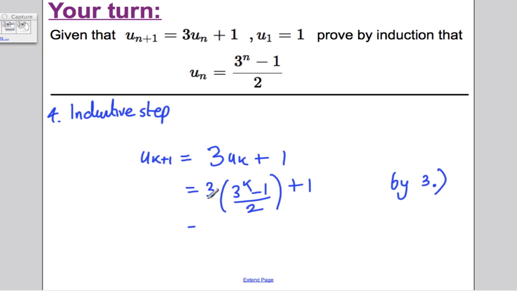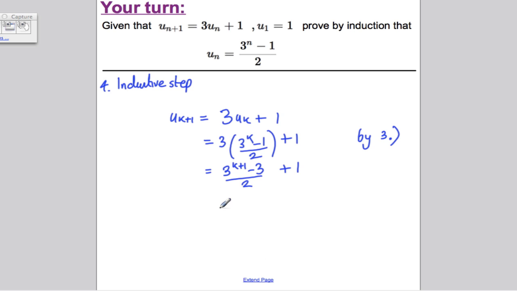Then you can multiply this out. That would be 3 to the k plus 1 minus 3 over 2 plus 1, just timesing the 3 out. And then what you could do is effectively divide out the half. Or, to add these, I'll make them both over a common denominator. So that's 3 to the k plus 1 minus 3 over 2 plus 1 over 2.